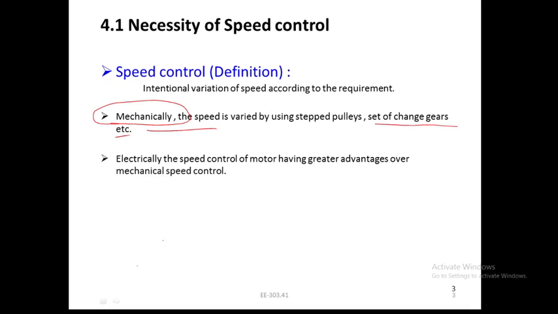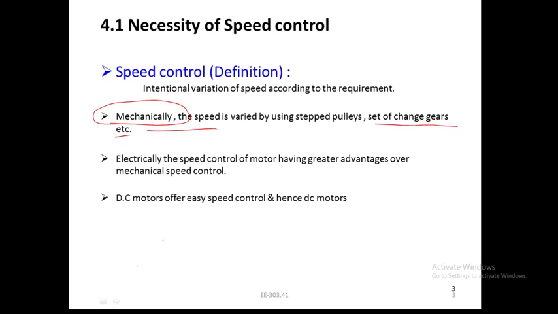Next, electrical. Coming to the electrical side, electrical speed control of a motor has greater advantages over the mechanical side, because in mechanical we need a set of gear systems. But in electrical we require speed controlling techniques by means of voltage and current variations. That means some more advantages.